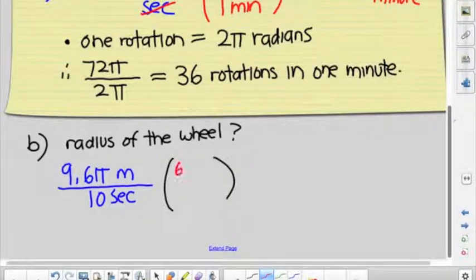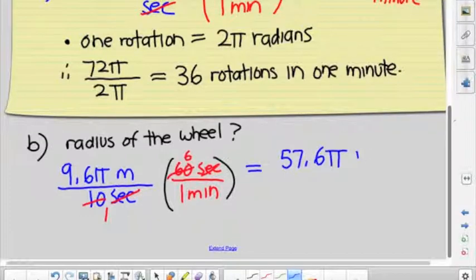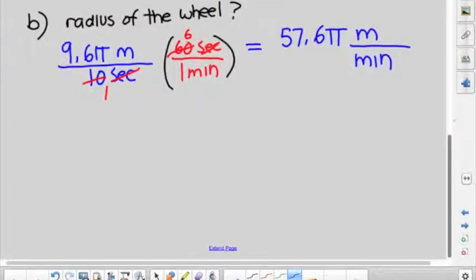So if we have 60 seconds in 1 minute, the seconds cancels with the seconds. 10 goes into 60 6 times. So that gives us an answer of 57.6 pi meters in 1 minute, because 9.6 pi times 6 gives me 57.6 pi meters in 1 minute.